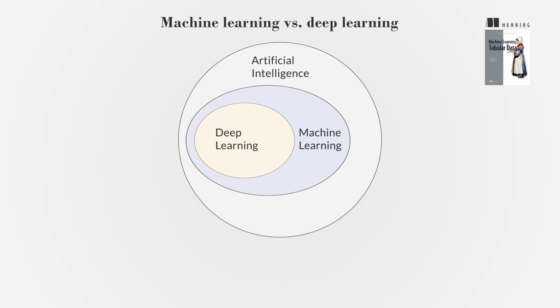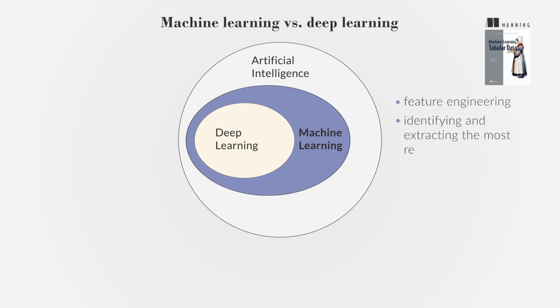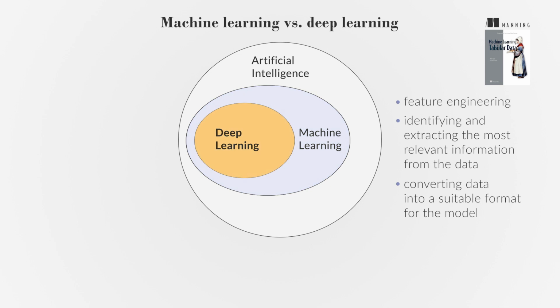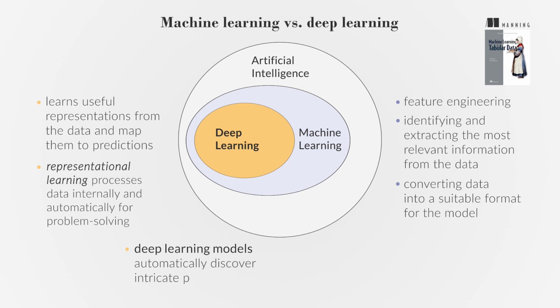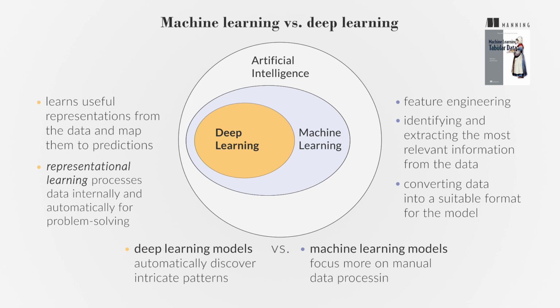Machine learning and deep learning are two distinct approaches to tabular data modeling. Machine learning involves feature engineering, identifying and extracting the most relevant information from the data, and converting it into a suitable format for the model. However, deep learning, inspired by how a biological brain is structured, can learn useful representations directly from the data and map them to predictions. Such capability, called representational learning, allows deep learning to process data internally and automatically for problem solving. This means deep learning models can automatically discover intricate patterns and dependencies in the data that may not be apparent through manual feature engineering. In contrast, classical machine learning models focus more on manual data processing and other ways to embed subject matter expertise into the model.